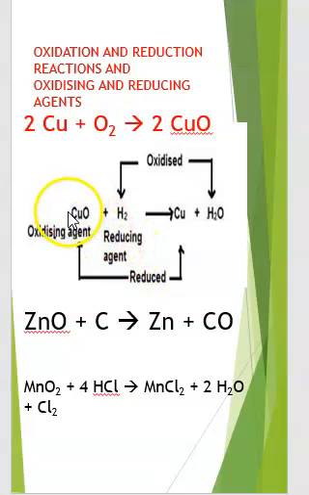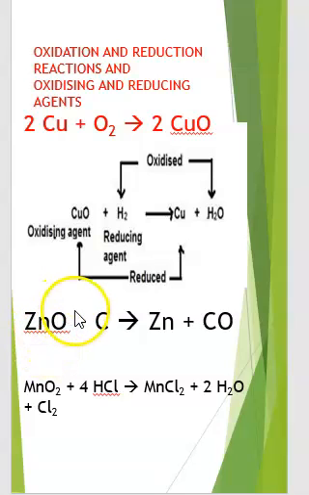In this case, the copper oxide gets reduced to copper, whereas that oxygen is added to this hydrogen. So hydrogen is considered to be oxidized. So copper oxide is reduced and hydrogen is oxidized. So these are also important terms to understand: what is an oxidizing agent, what is a reducing agent, what gets reduced, what gets oxidized. Now look at another example.